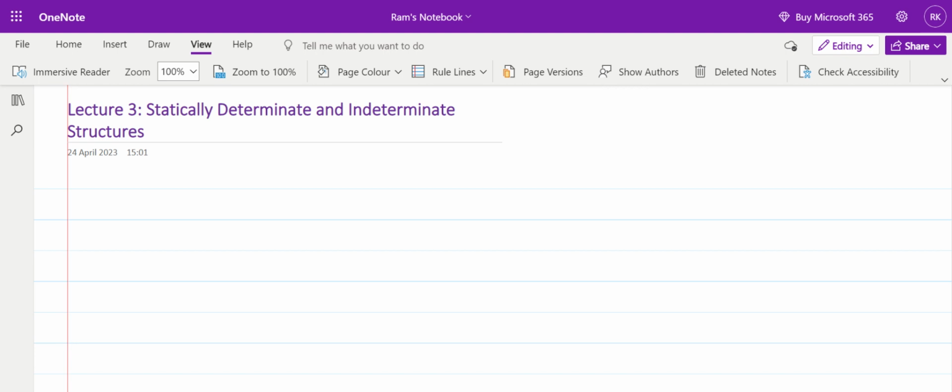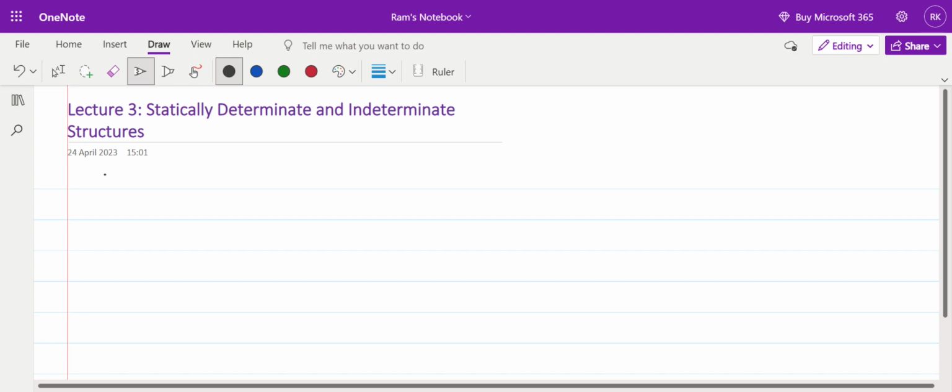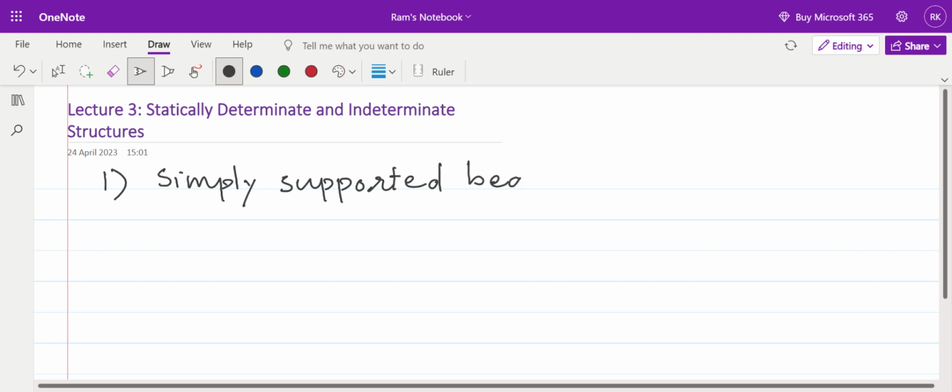So today we will concentrate on statically determinate and indeterminate structures. We have seen in our previous lecture various types of beams. The first type of beam we have seen is the simply supported beam. All of you must have noticed that it looks like this: one of the ends is hinged and the other end is a roller support.